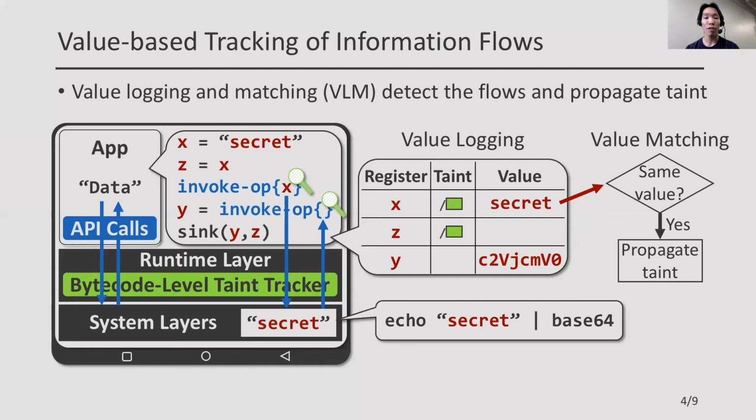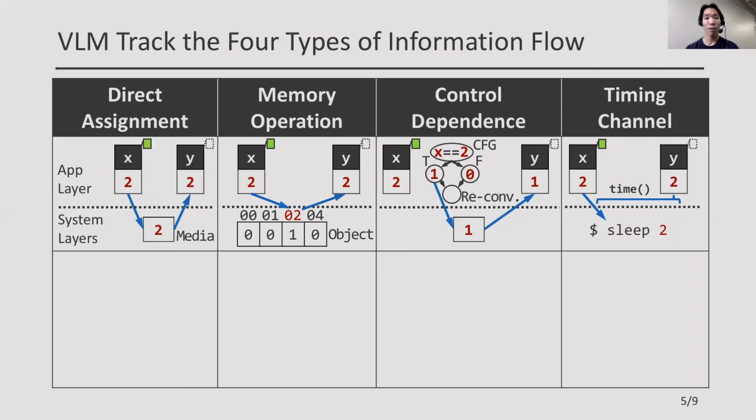Our approach detects commands and logs this value by executing the first command. As a result, the values are matched and the taint is correctly propagated. The value logging and matching, or VLM, track the four types of information flow occurring through the system layers.